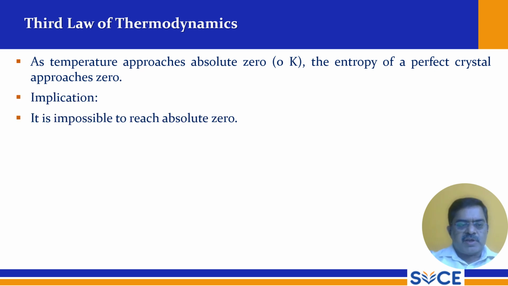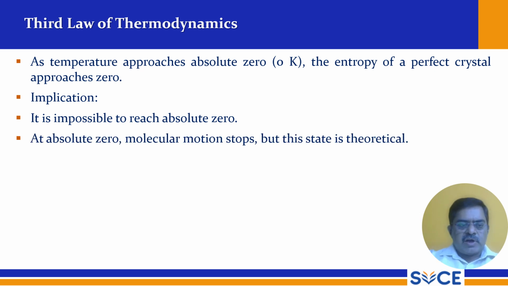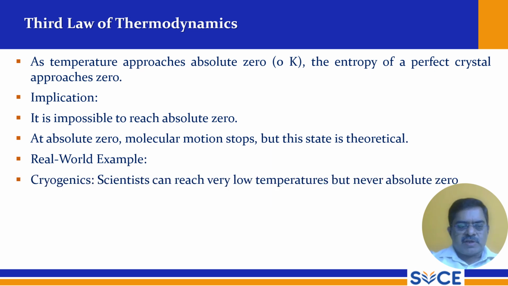And the implication here is that it is impossible to reach absolute zero. At absolute zero, molecular motion stops because it is in a frozen state, but this state is theoretical only. For a real world example, in cryogenics, scientists can reach very low temperatures but never absolute zero.